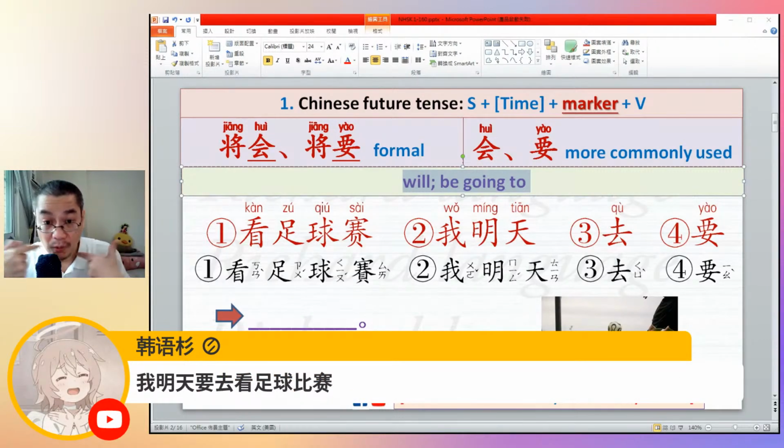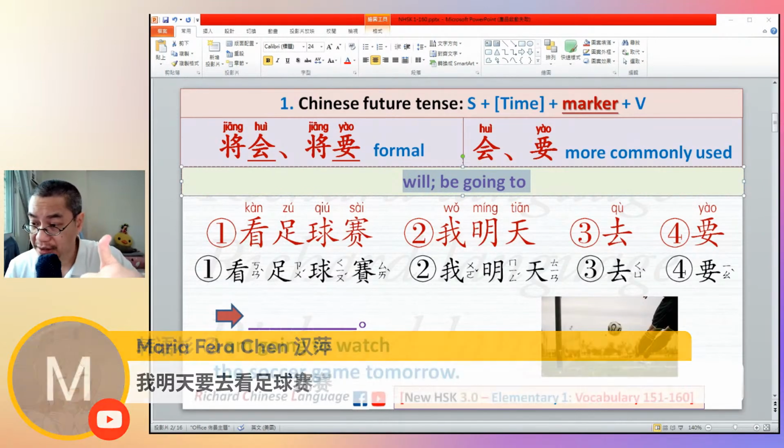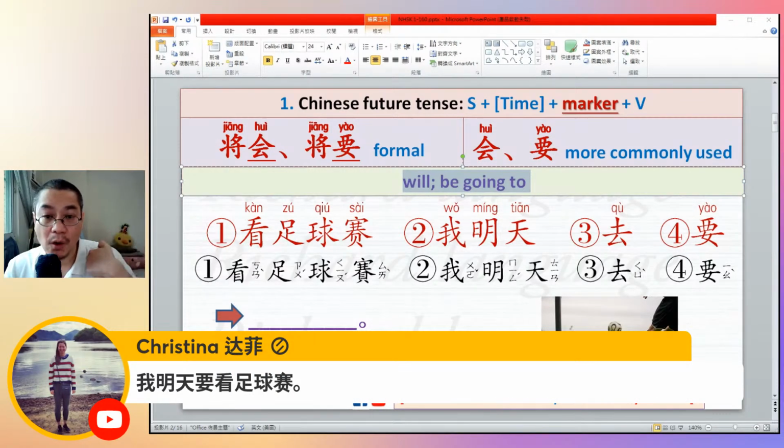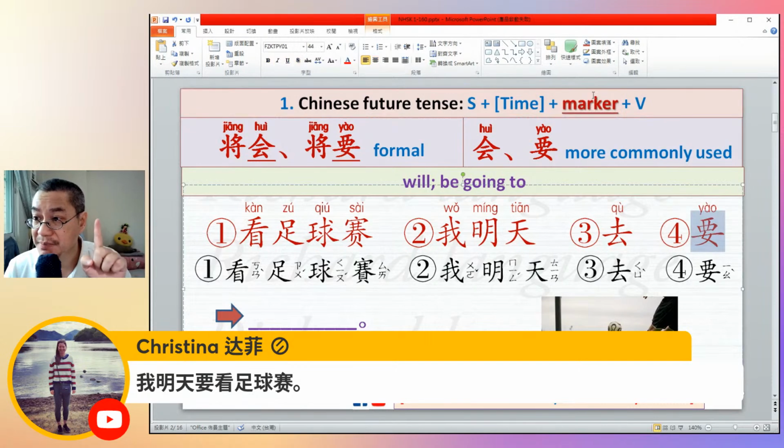雨山，我明天要去看足球赛。Very good. 汉平，我明天要去看足球赛。Very good. 达飞，我明天要... Okay, here 要 means be going to. You can also use 会. Either one is okay. 我明天会去看足球赛. They both mean will and be going to, and we often use them in our daily talk.